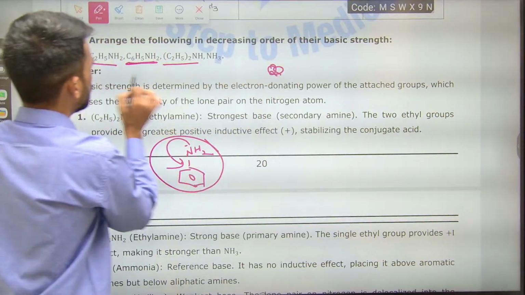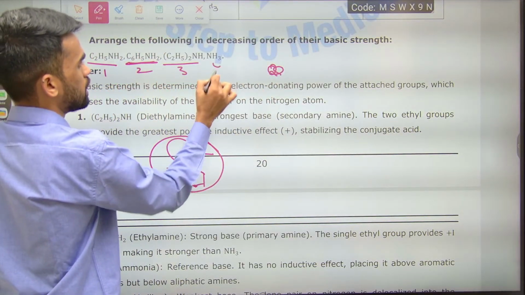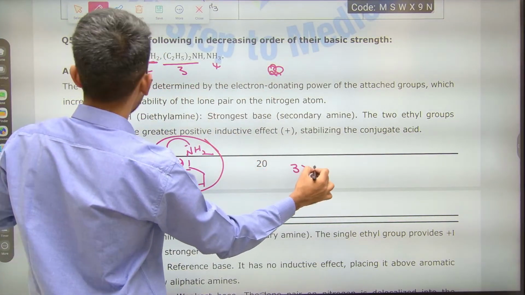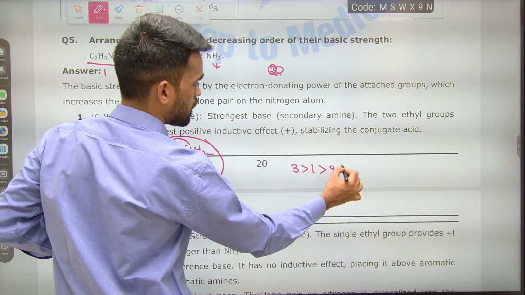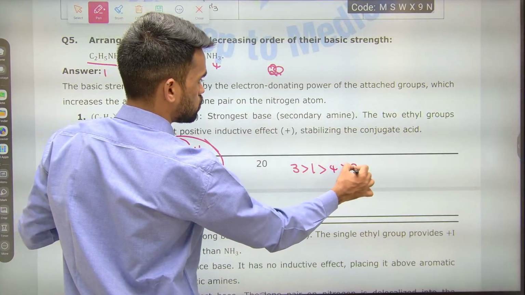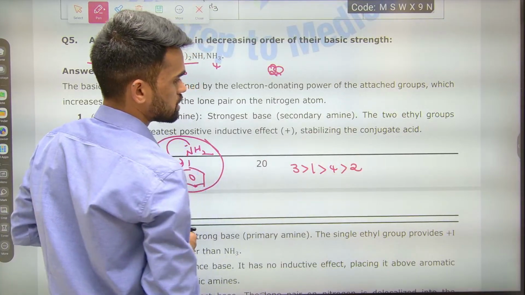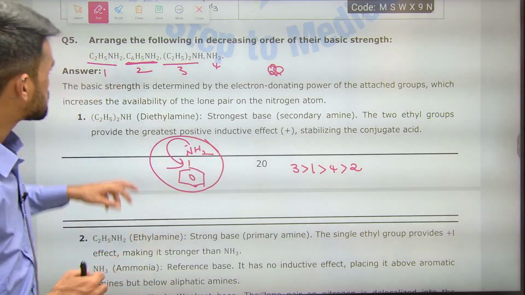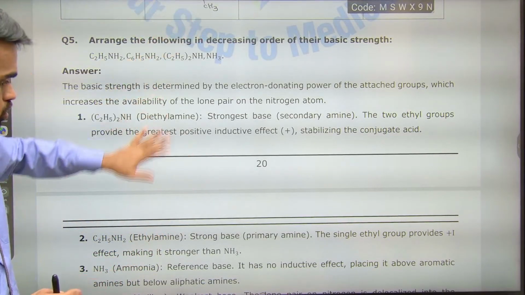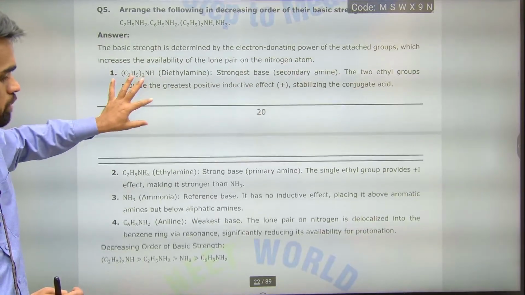It means 1, 2, 3, 4, 5, right? So 3 is more basic. After that 1, and the next ammonia, normal ammonia, and least is 2. Okay, least is 2. That's it. This is how you need to write. Okay, so now read the statements mentioned in the notes here, it will be useful to present in the final exam.